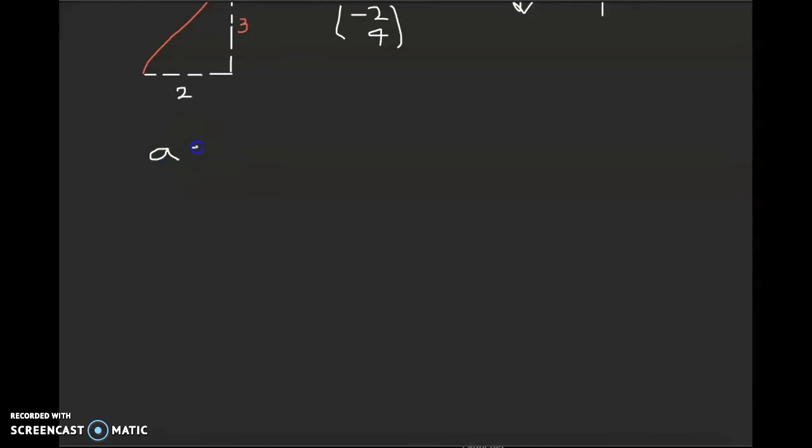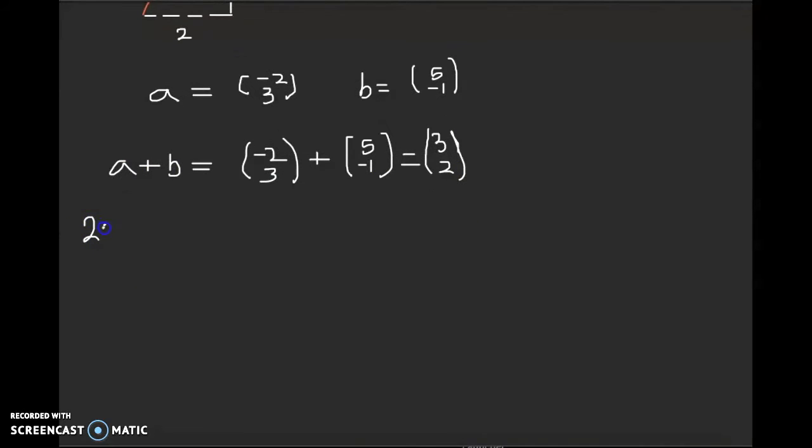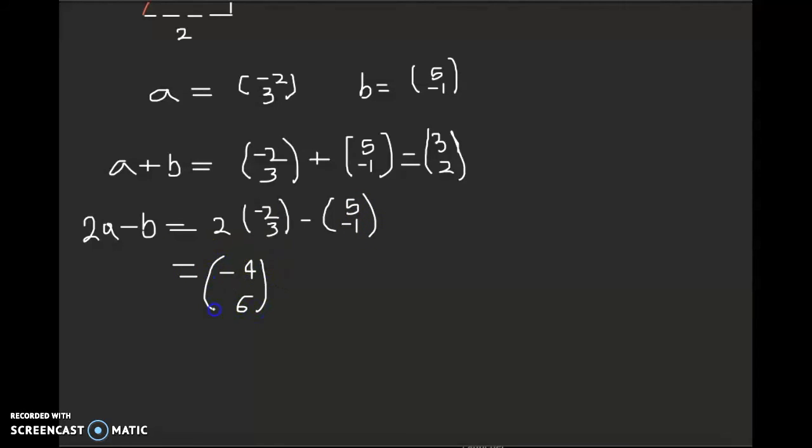You may also be told to add column vectors. Let's say we had the column vectors A and B, A being (minus 2, 3) and B being (5, minus 1). This is simple addition: minus 2 plus 5 for the top, and 3 plus minus 1 for the bottom, so you'd get (3, 2). Let's look at another example, 2A minus B. Same concept: we'd just be multiplying the (minus 2, 3) column vector by 2, and subtracting the column vector (5, minus 1), so we'd get (minus 4, 6) subtracted by (5, minus 1), and we would get (minus 9, 7).